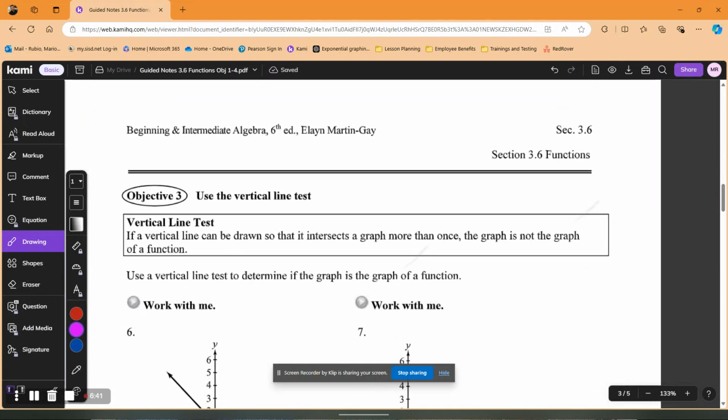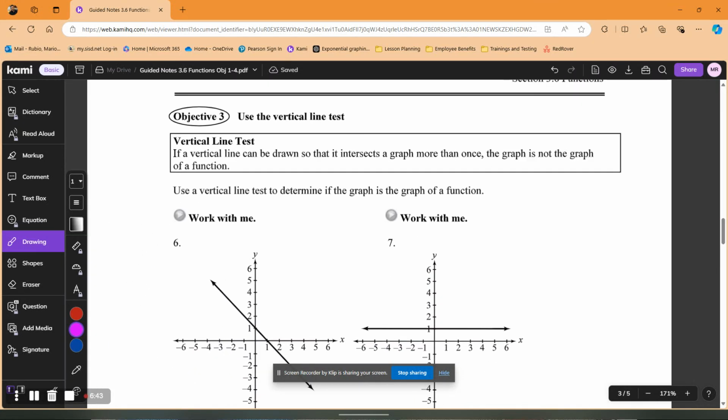Now let's do something called the vertical line test. The vertical line test only works when we're working with graphs. You can't use a vertical line test if it's not a graph. If a vertical line can be drawn, and remember, vertical is up and down, so that it intersects the graph more than once, then the graph is not the graph of a function.